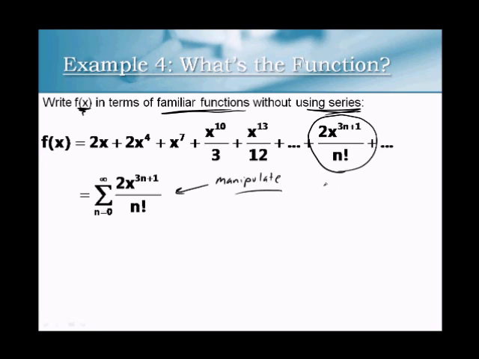First trick I'm going to use is that x to the 3n plus 1 is actually the same thing as x times x to the 3n, right? That's x to the first power times x to the 3n. And then actually that's going to allow me to factor some stuff out from my sigma, from my summation notation. Here's what I mean.